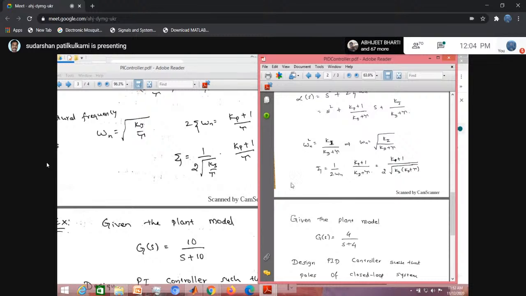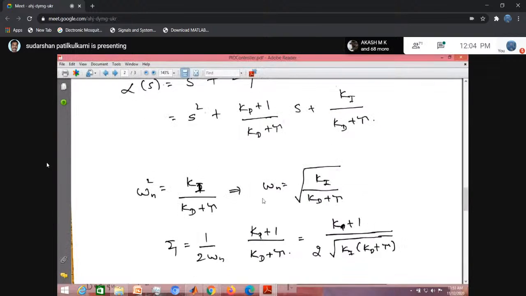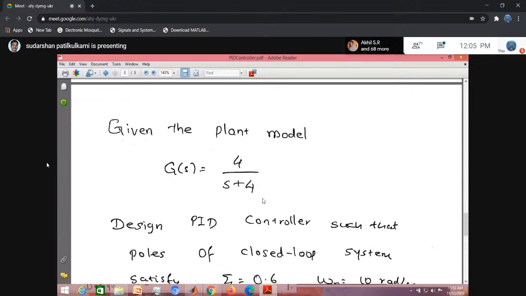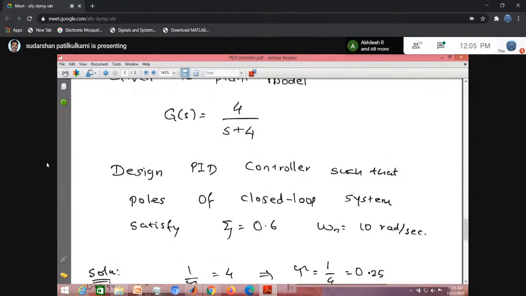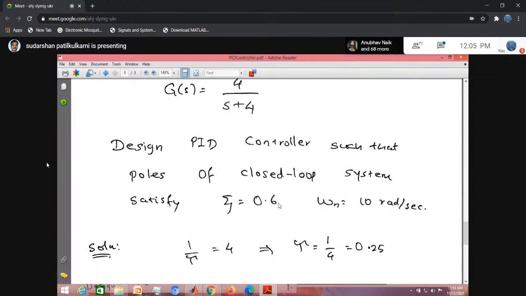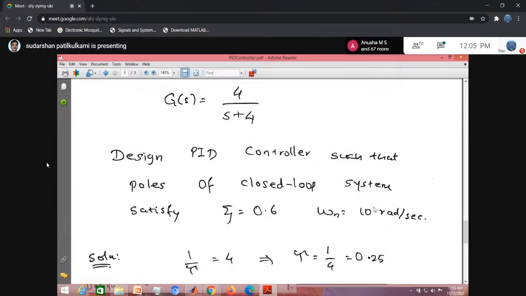We'll do an example: G of s equal to 4 divided by s plus 4. Design a PID controller such that the poles of the closed loop system satisfy zeta equal to 0.6 and omega n equal to 10 radians per second. Here the time constant is 1 by 4, 0.25. Can you design Kp, Ki and Kd?